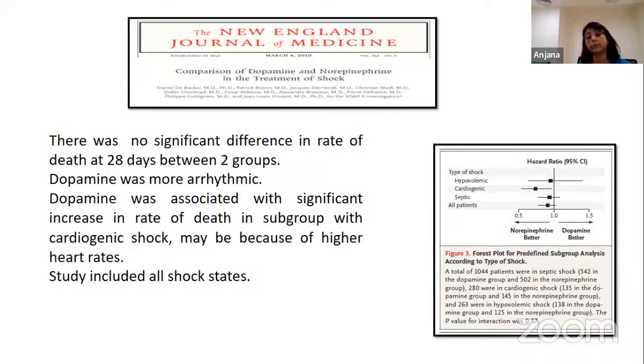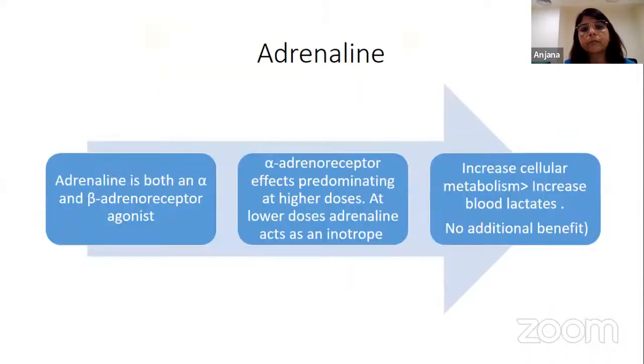And when they did a subgroup analysis, the patients with cardiogenic shock with a higher heart rate had poor outcomes. There was a higher rate of death. So this study was done in all the shock states.